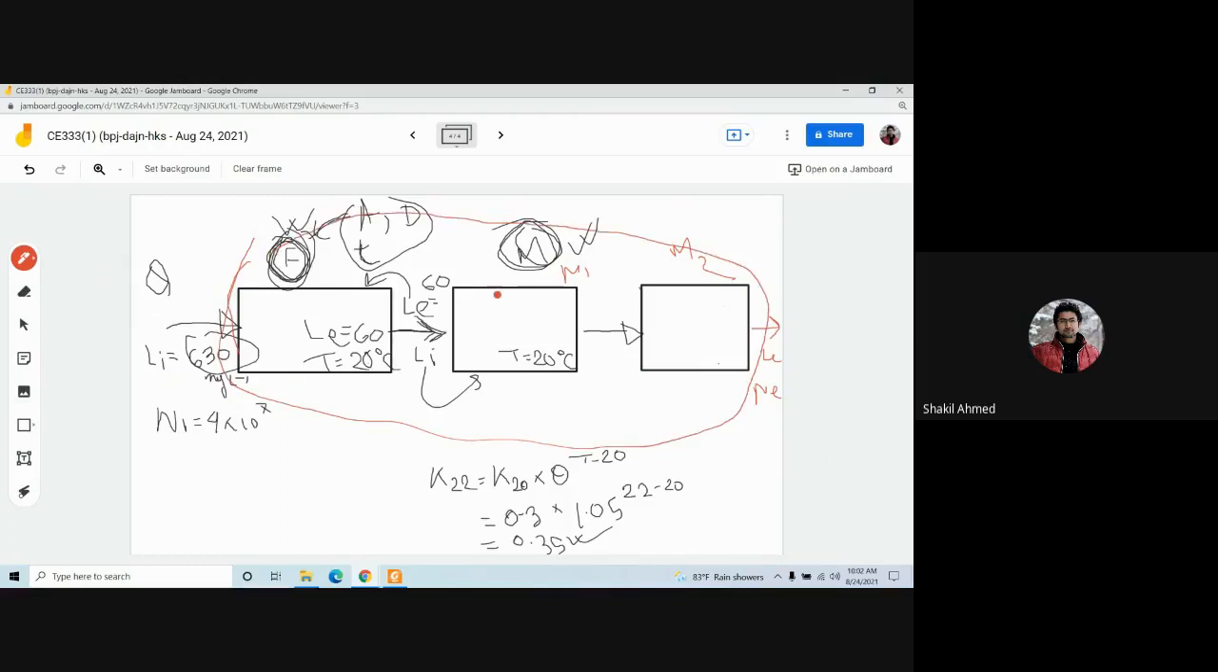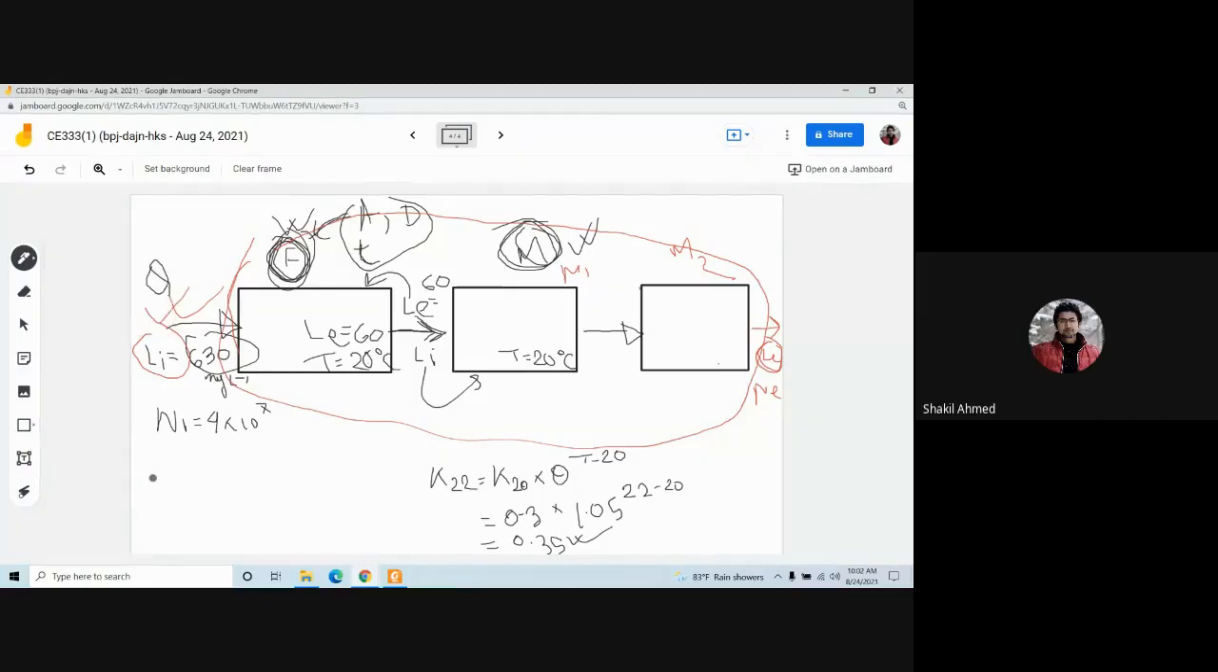So if you look at all three ponds as a whole system, one single system, then what is your Le? This. What is your Li? This. If this is a whole system, it is considered as one, right? Clear? Is it clear, guys? Yes, sir.